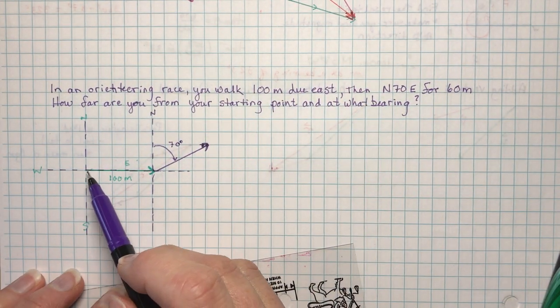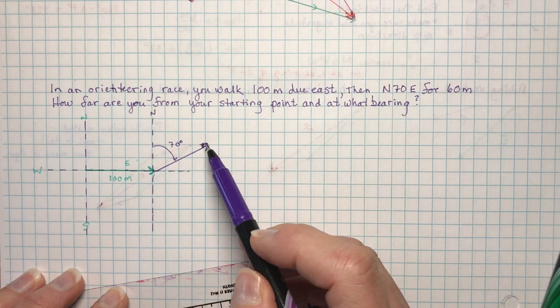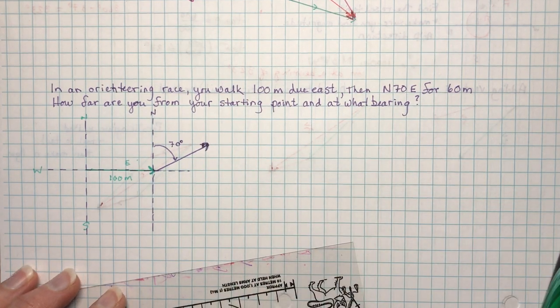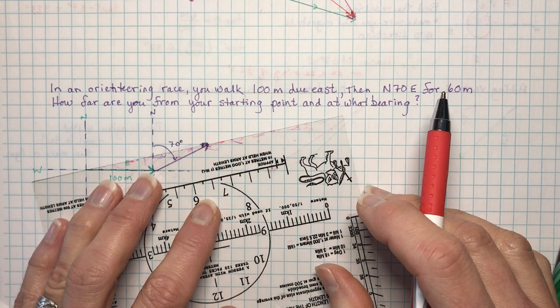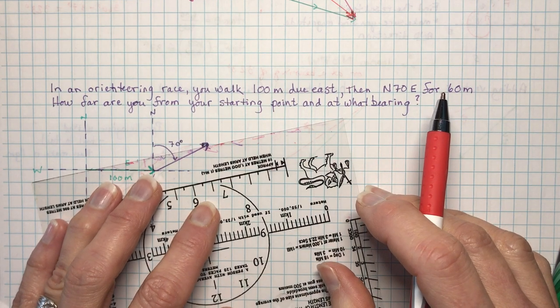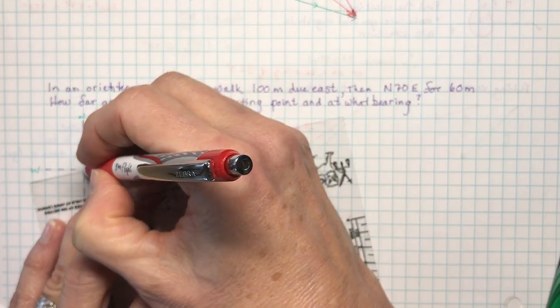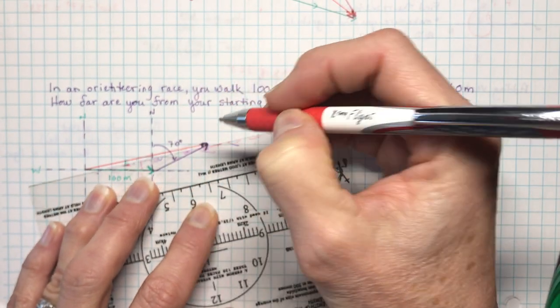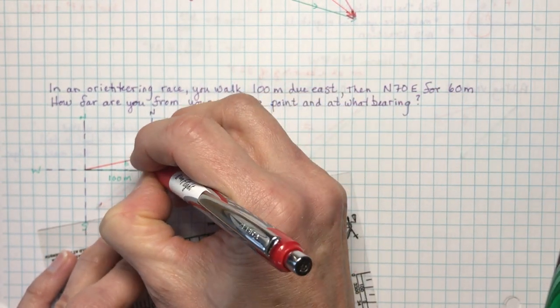Okay, so here's my first vector. I've added this one to it. My resultant vector, the resultant, is going to be from my start to my finish, right? So here's R. There's R.